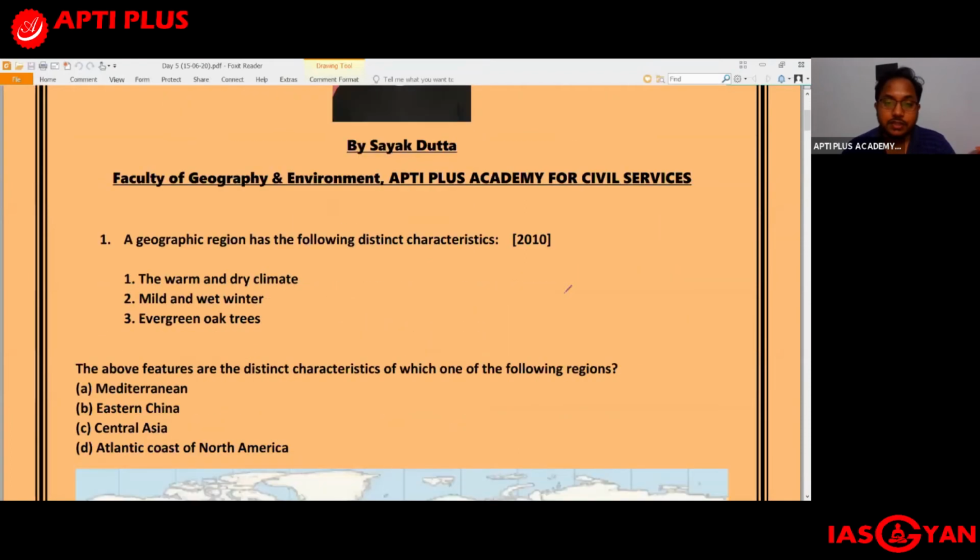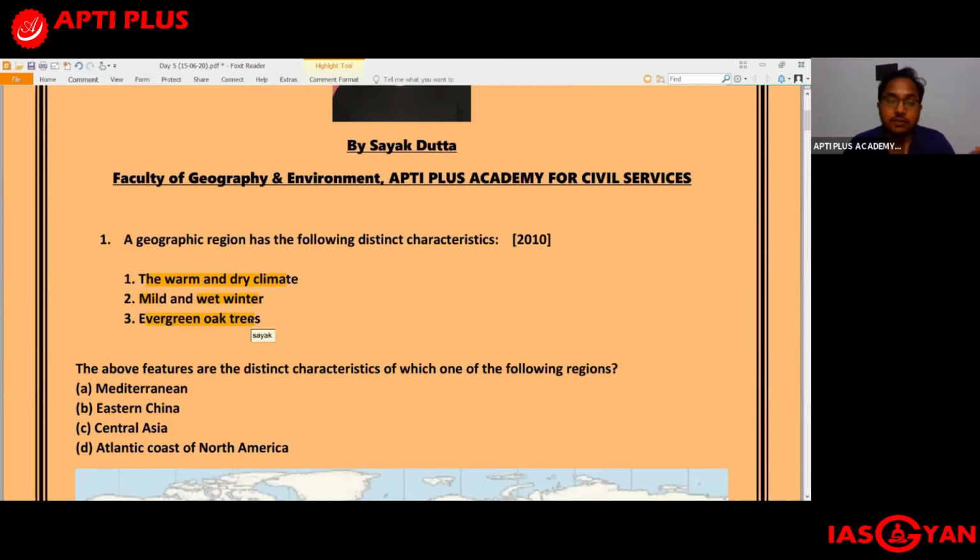The first question is a question from 2010. So this question is asking: a geographic region has the following distinct characteristics. Number one, it has a warm and dry climate. Number two, it has mild and wet winter. And number three, it has evergreen oak trees.